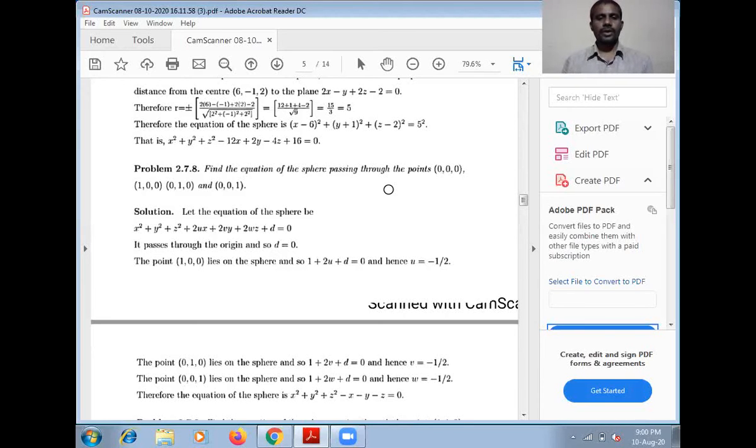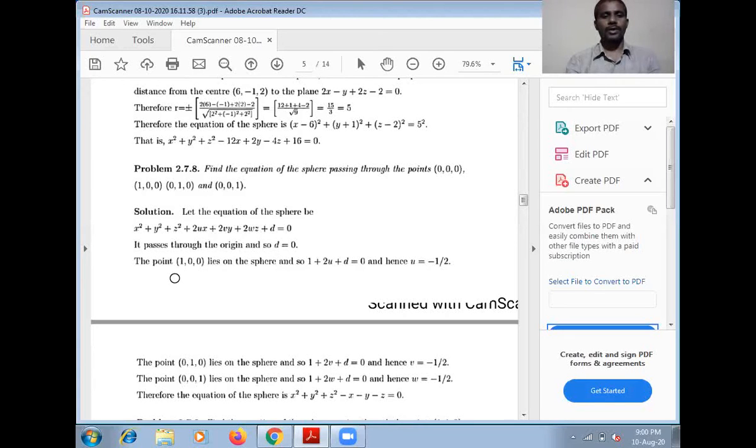So we know the general form of the equation of a sphere is x square plus y square plus z square plus 2ux plus 2vy plus 2wz plus d equal to 0. Now it passes through the origin. So in place of x, y, z we substitute 0. So we get d equal to 0.